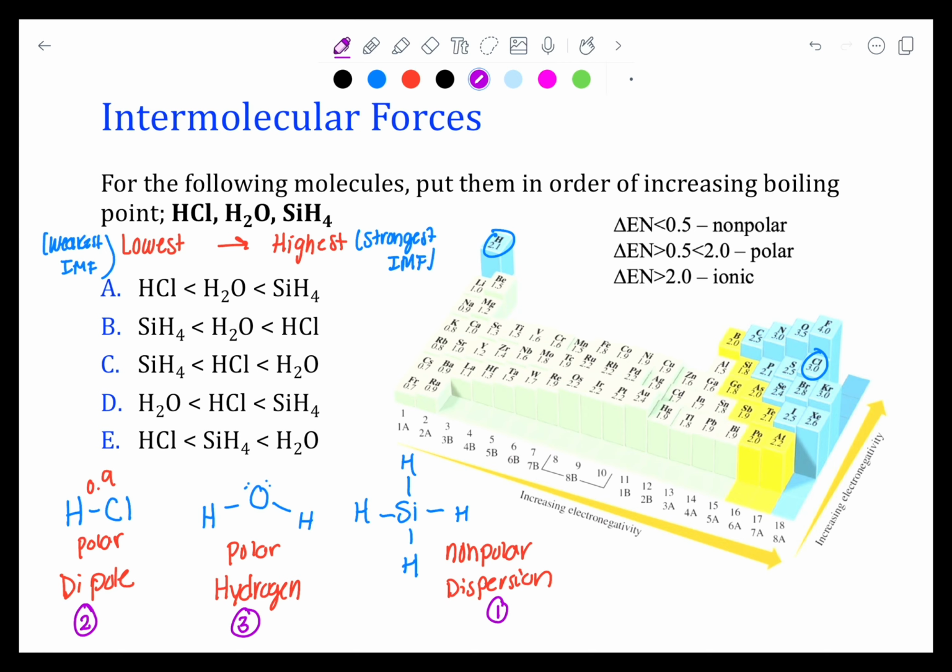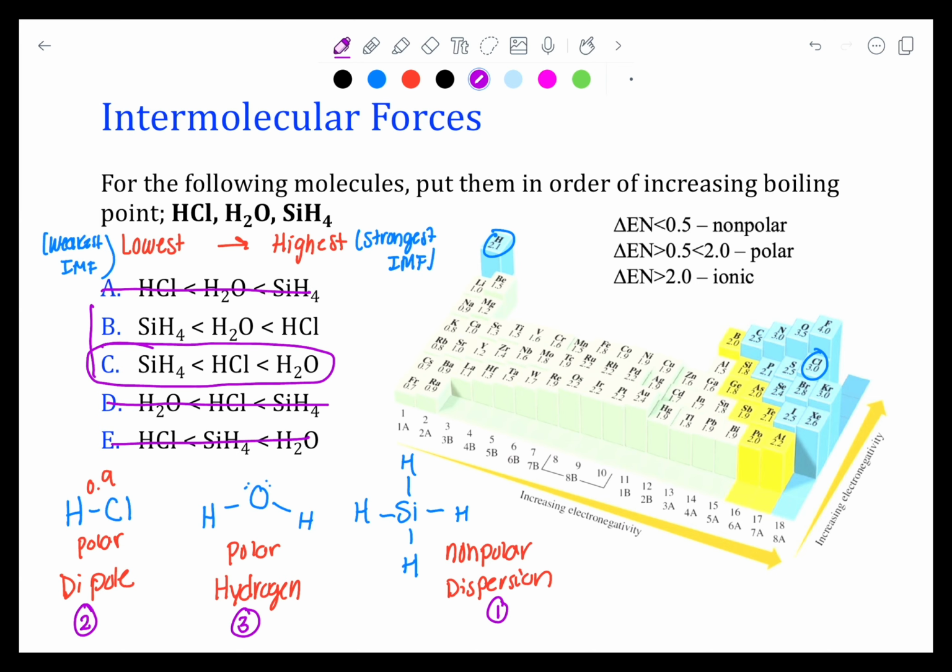So we want to look for one where SiH4 is first, so that gets rid of these 3. I'm left with B and C. Second, I'm looking for HCl and then water, so our answer is C.